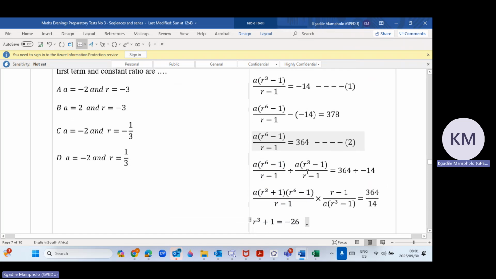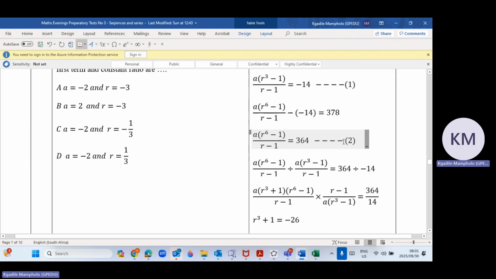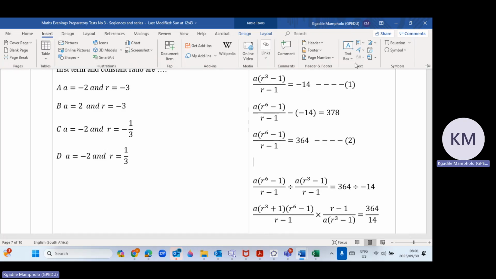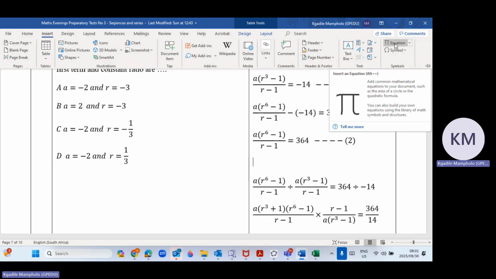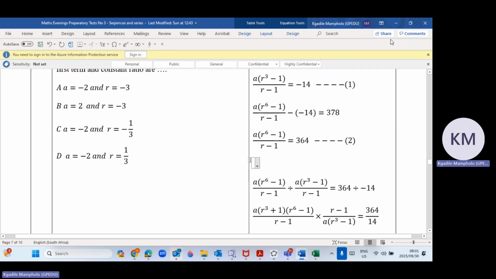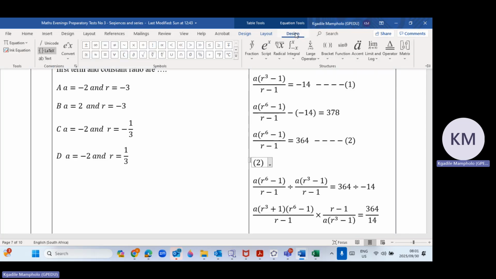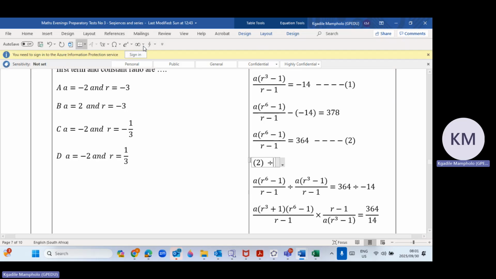Now you say equation 2 divided by equation 1. When you are dealing with this kind of question, you don't substitute, you divide the equations. It will make your life easy. So equation 2 divided by equation 1. This will make your life very easy.